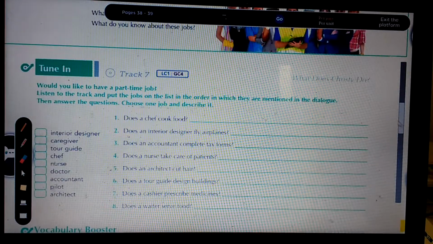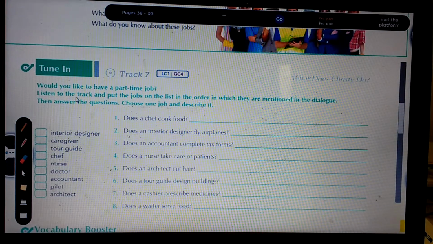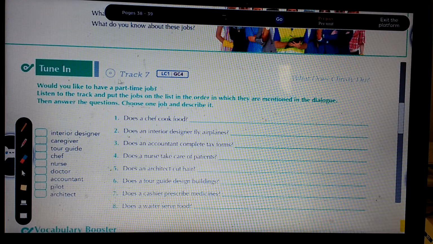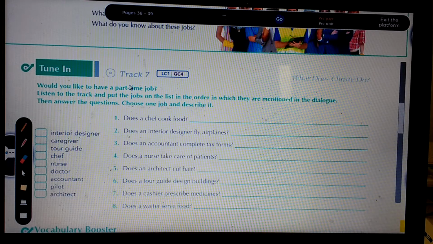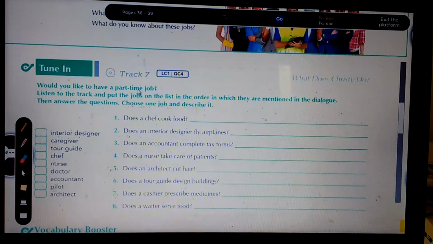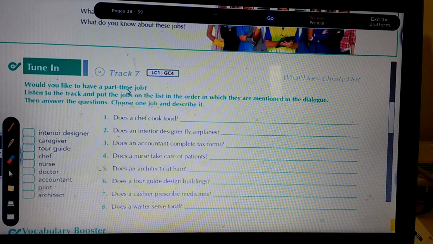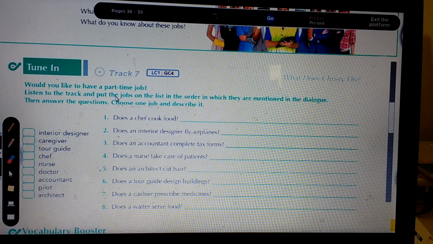This first activity is called Tune In. And then it says, would you like to have a part-time job? Well, a part-time job is when you have just a few hours at a job or work. For example, a full-time job is trabajo de tiempo completo, and a part-time job is like trabajo de medio tiempo o de menos horas, ¿no? And then it says, listen to the track and put the jobs on the list in the order in which they are mentioned in the dialogue, then answer the questions.